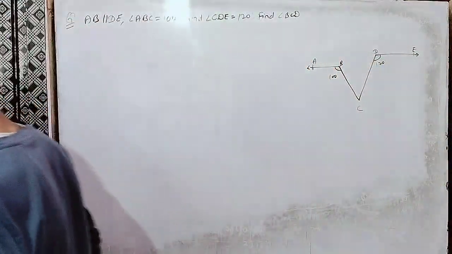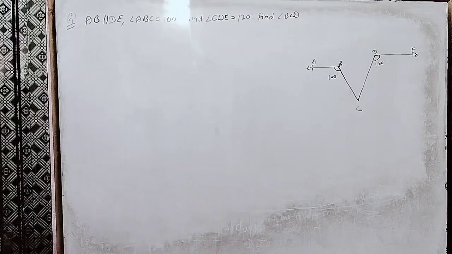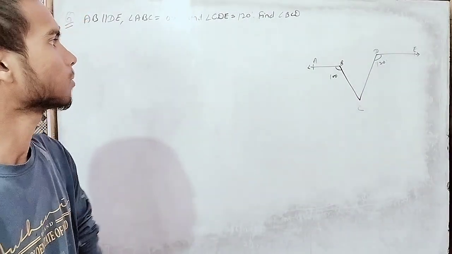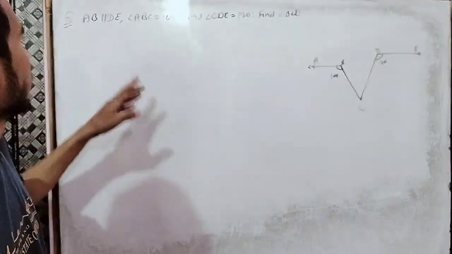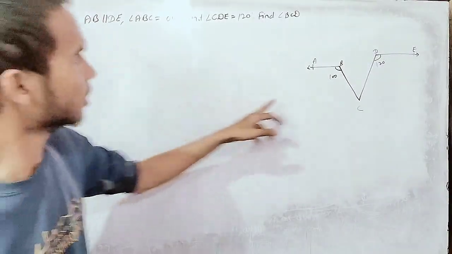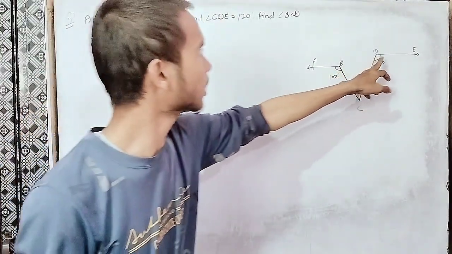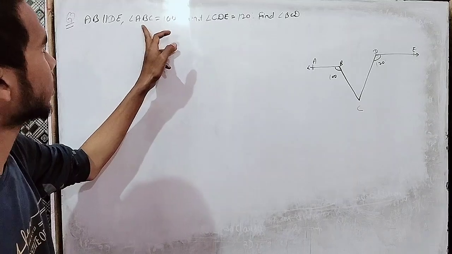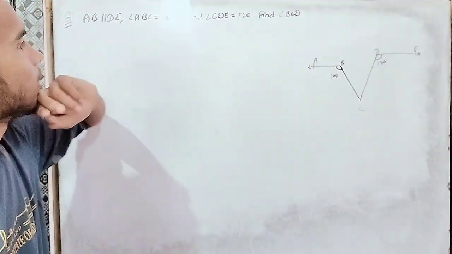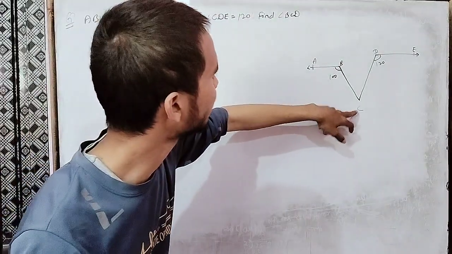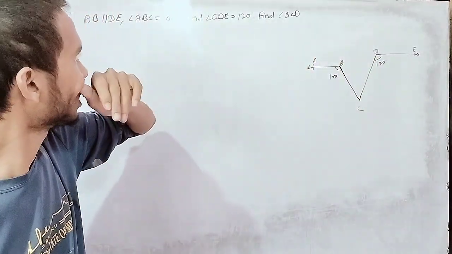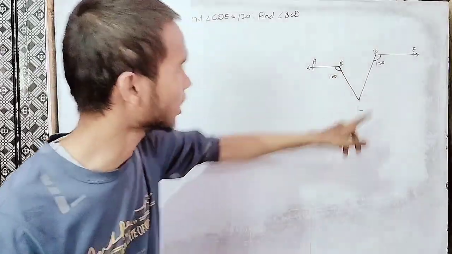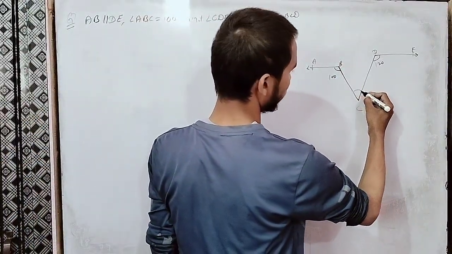This is the figure of this question, and we have to understand the given figure. What is the figure saying? The figure is saying AB and CD are lines which are parallel to each other. The value of angle ABC is given, which is 100, and CDE, which is 120 degree. We have to find the value of angle BCD.